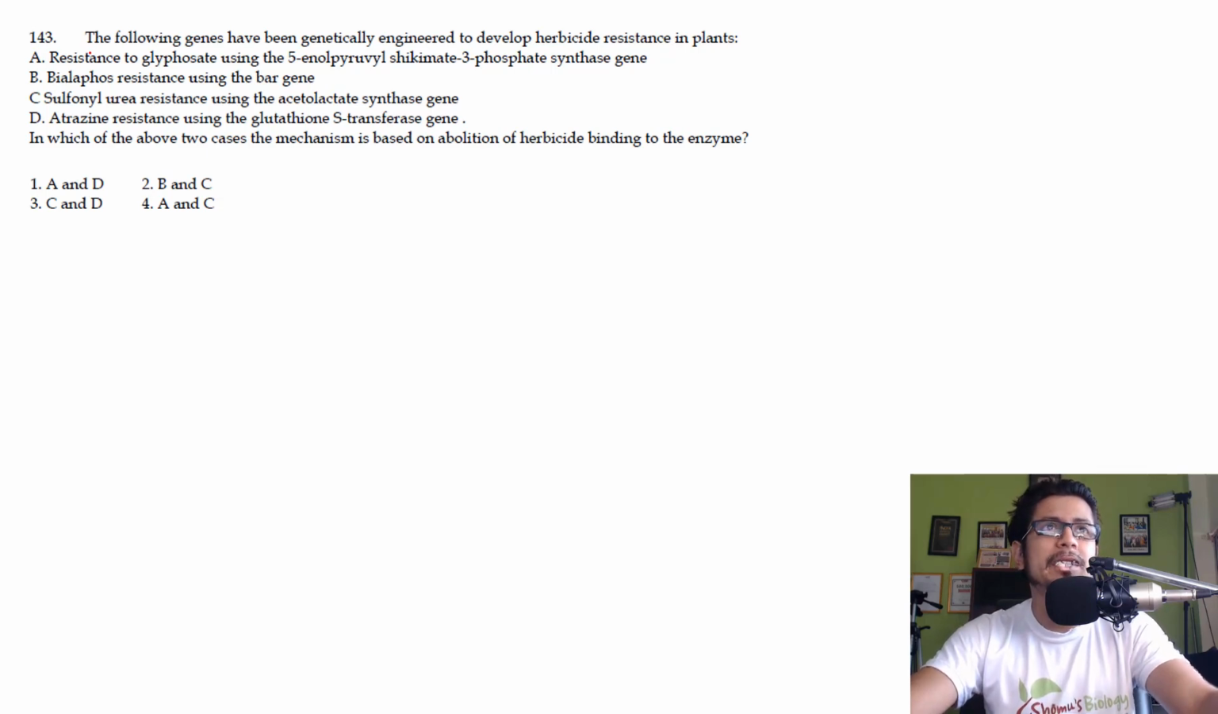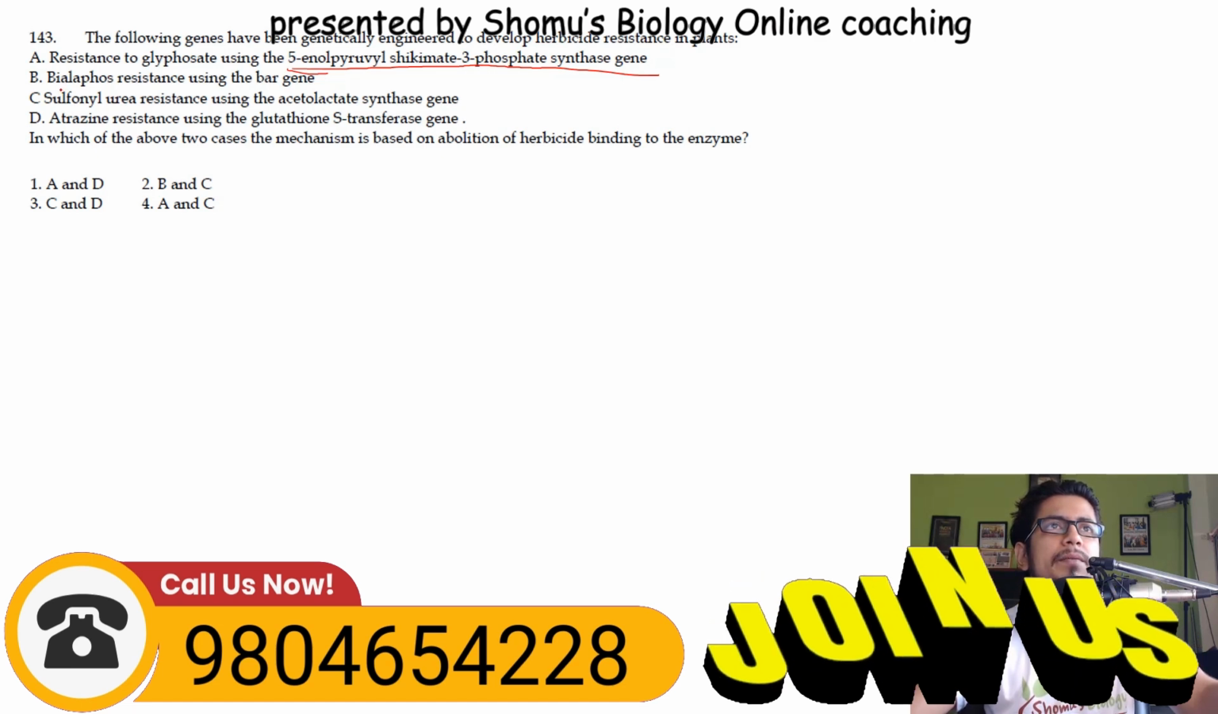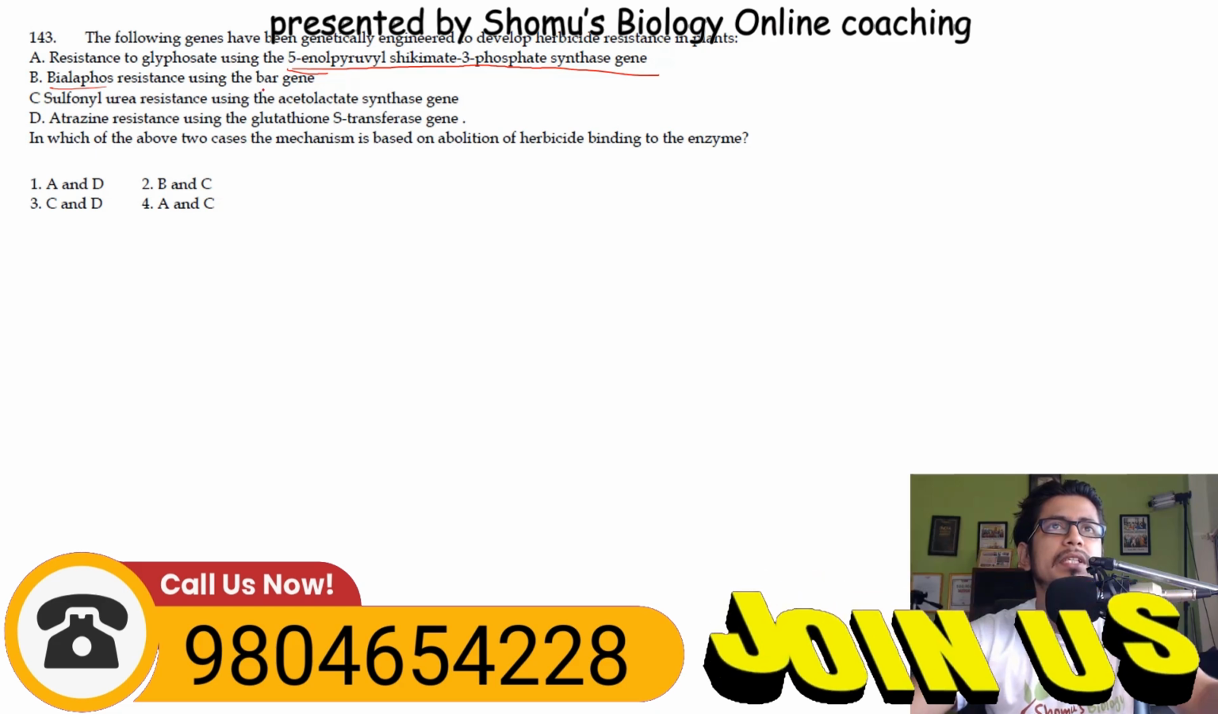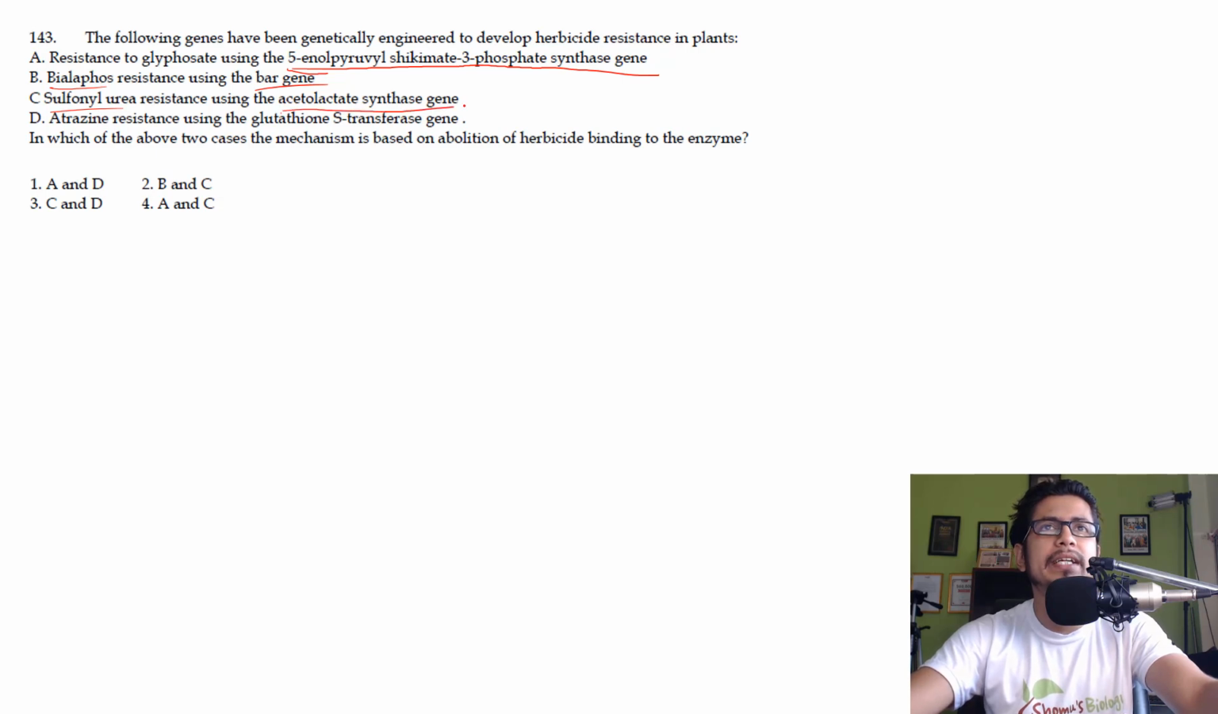Now let's look at this question. The following genes have been genetically engineered to develop herbicide resistance in plants. Statements are provided: resistance to glyphosate using the 5-enoyl pyruvyl shikimate 3-phosphate synthase gene. Second one is bialaphos resistance using the bar gene. Sulfonylurea resistance using the acetolactate synthase gene, and atrazine resistance using the glutathione transferase gene.